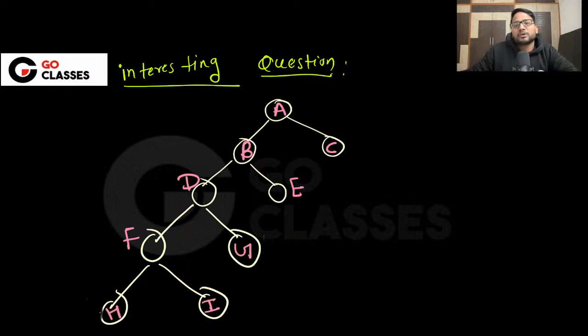Okay, so suppose I say that this partial BFS tree is given to us, partial BFS tree, okay, is given.